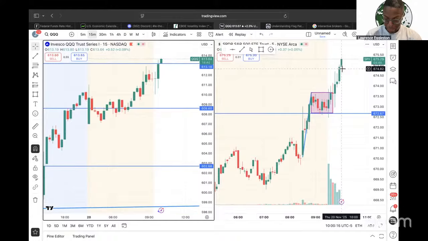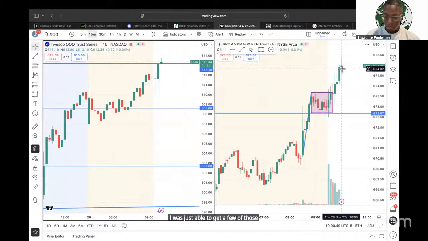A second. Look, January 16th. Let me see. Get a couple of those right now. QQQ. There we go. Was just able to get a few of those QQQs now. So caught it at the top of the market.